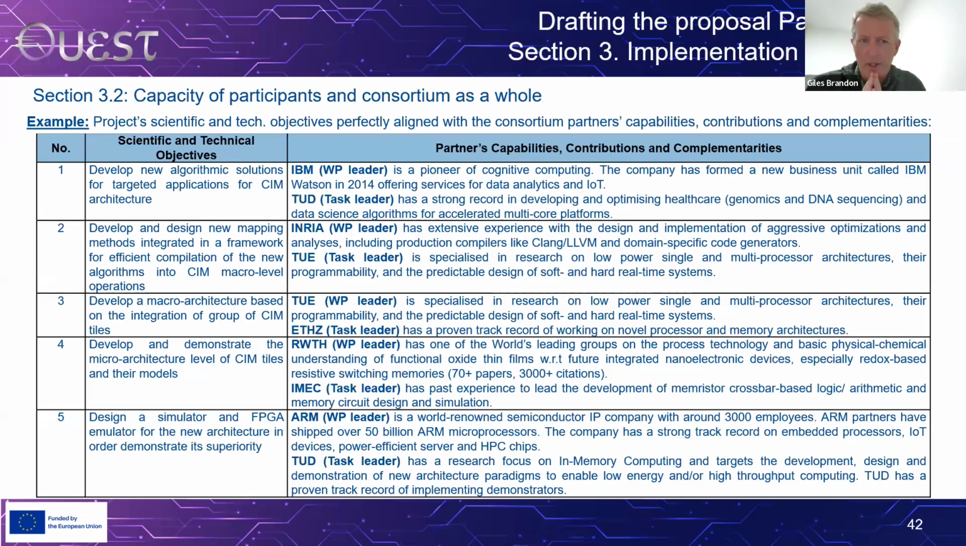Last slide about implementation. So the very last section, 3.2 in your part B, you're asked to describe the capacity of the participants and consortium as a whole. The classic thing that I do is I take those scientific and technical objectives that we described in section 1 and take the titles, stick them in the table, and then I just systematically go through saying, look, this is the capacity, this is the competence, this is the equipment, the facilities that various partners have, which means they're more than capable of achieving the objective.